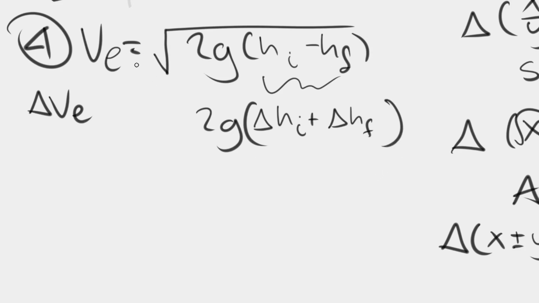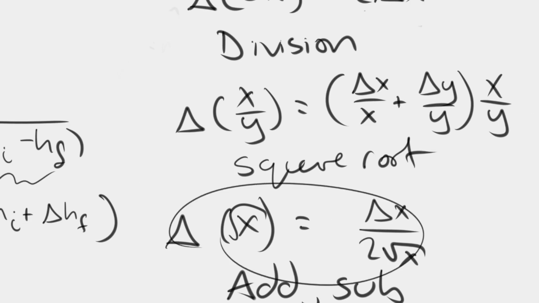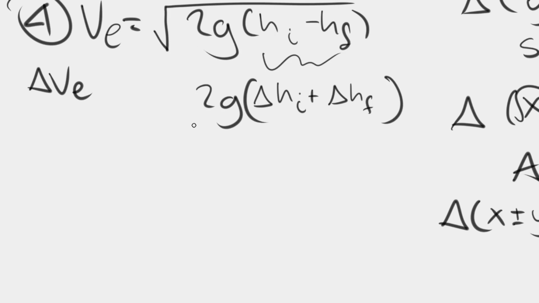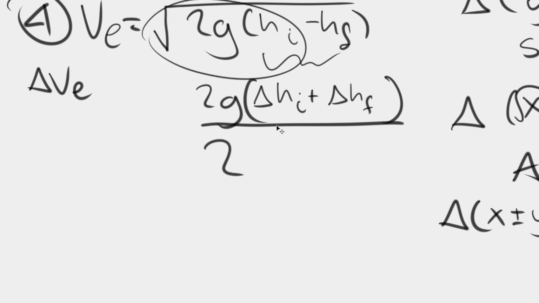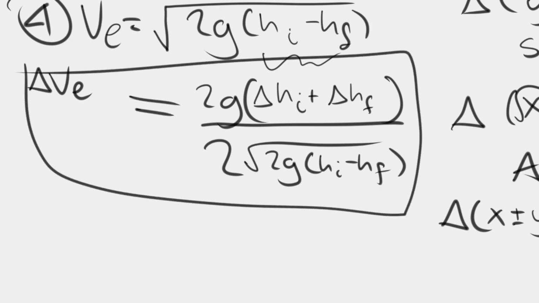After that, if you want to find the uncertainty of VE, you would use the square root rule, because this whole thing is under the square root. So you would use this thing, and that would require putting the uncertainty of whatever's inside, so that's all of this. You would divide it by 2, and you multiply it by this whole equation. So that would be just 2g times hi minus hf. And this would be our uncertainty of VE.